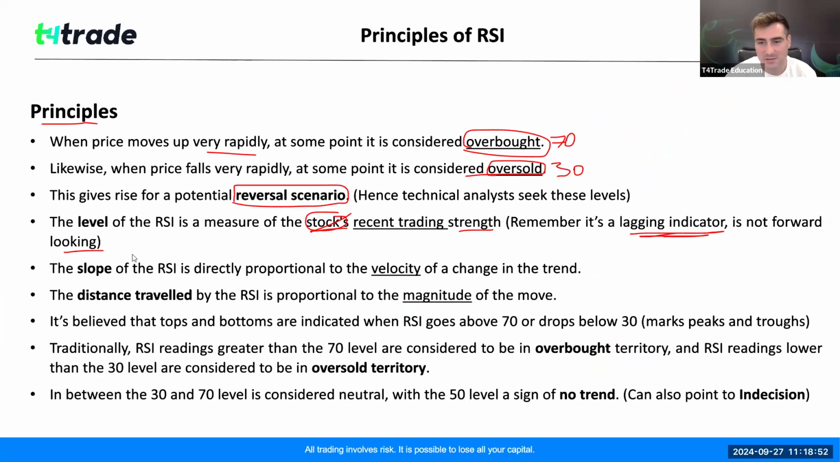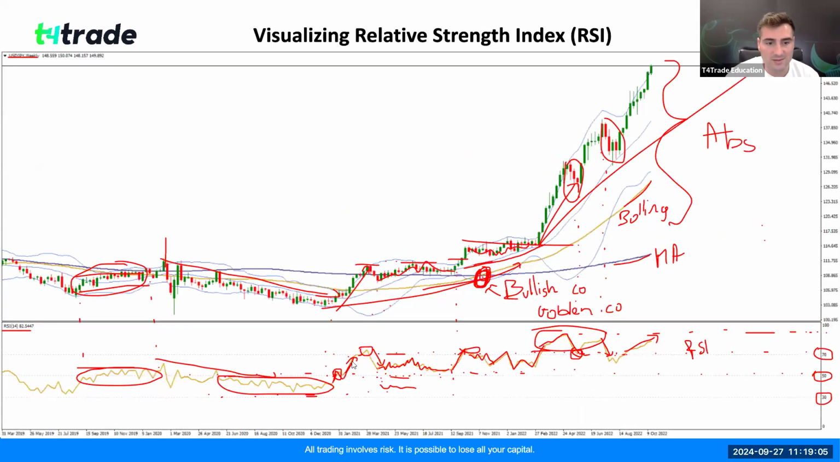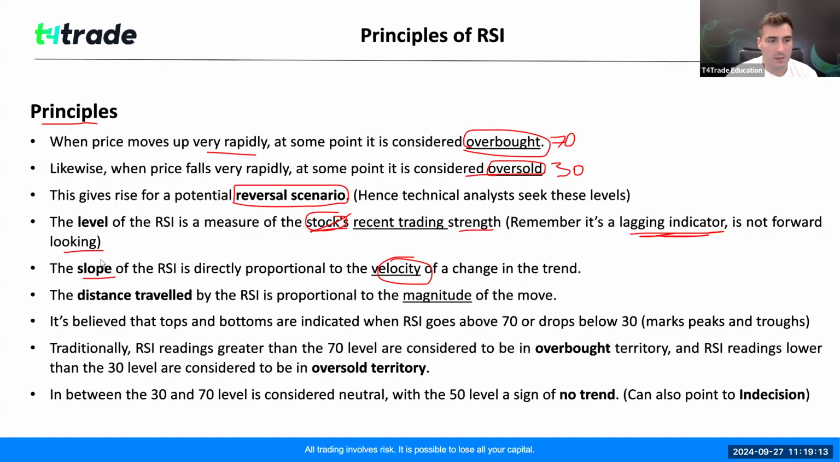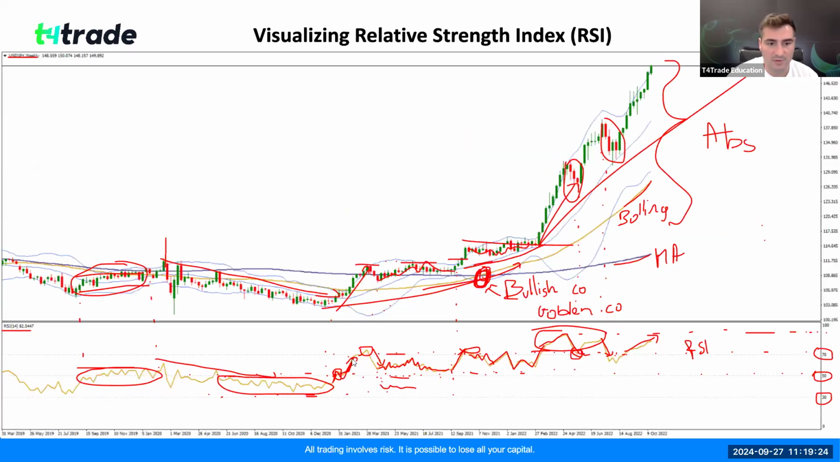Compiles information about the past. Okay, but the momentum aspect of things is giving you indication about currently what's going on. Okay, so the slope of the RSI is directly proportional to the velocity of the change in trend. So the slope meaning this, how swiftly or how quickly or how sharply it has risen is a clear indication of how fast the trend is changing. The distance traveled by the RSI is proportional to the magnitude of the move. Okay, and see how it jumped from the 50 to the 70 within what? I don't know, 2 weeks, because it's the weekly chart.